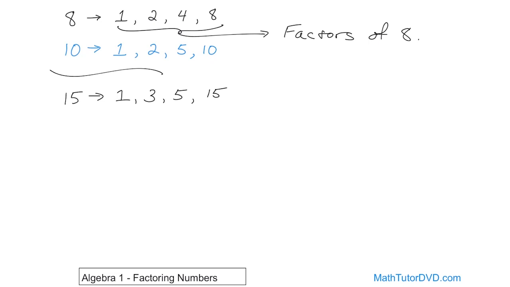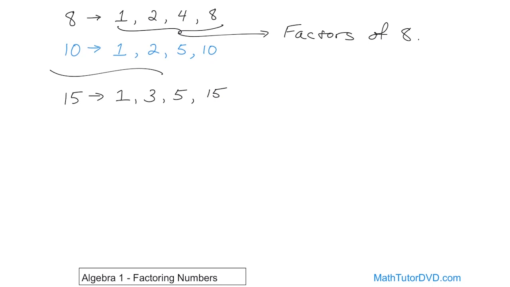So again, look at the list, make sure you understand. 1 times 15 is 15, 3 times 5 is 15, 5 times 3 is 15, 15 times 1 is 15. So the factors you have are a list of numbers such that you can multiply them by something to give me the number that you're investigating.